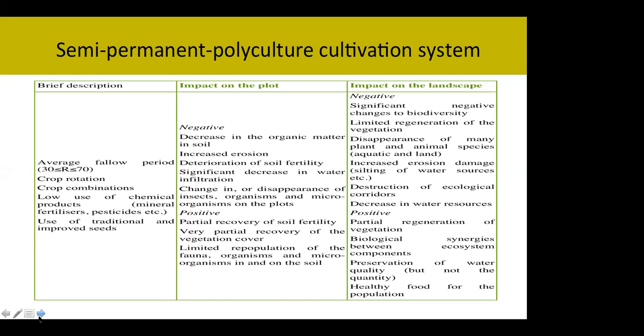So what are the positive impacts of semi-permanent polyculture cultivation system on the landscape? We have partial regeneration of the vegetation because there is average fallow period. Then biological synergies between ecosystem and components. There's still a little there. Preservation of water quality, but not the quantity. So the quality is being preserved because there is low use of chemicals, but the quantity is not preserved. Then there's healthy food for the population because it's still low use of synthetic input. And then there's use of traditional and improved seeds in this system.